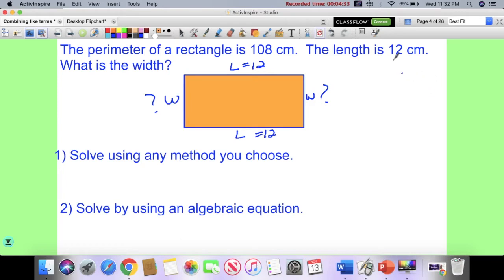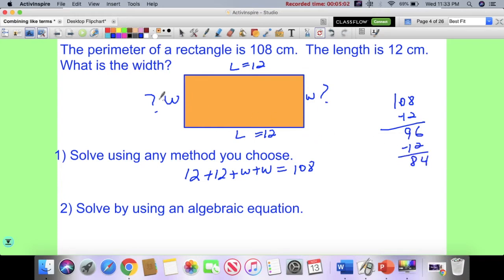Right? So one thing we can do is add them up. So I get 12 plus 12 plus the width plus the width, and that should give me 108. Well, one way we can do this is subtract, right? So I can go 108 subtract 12, and that's going to give me 96, and then I subtract another 12, and I get 84. So I know that these two sides left over is going to be 84. I can divide 84 by 2 and I get 42. So this is going to be 42 and 42.